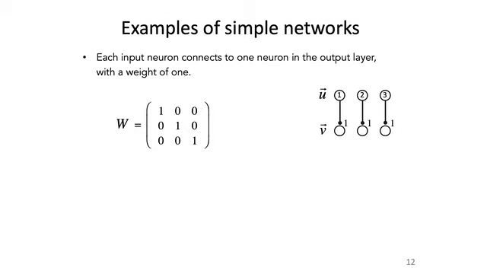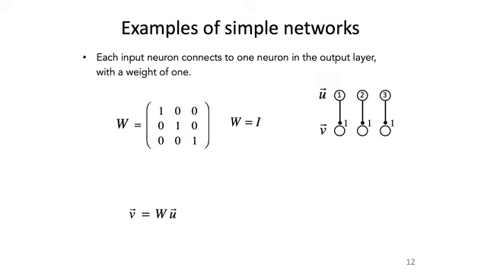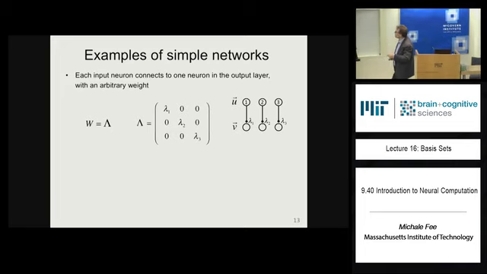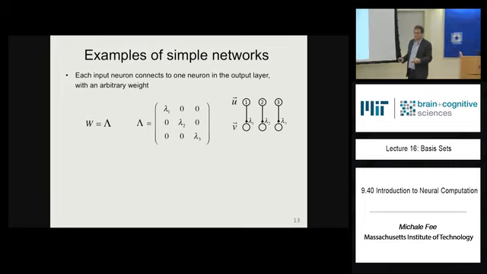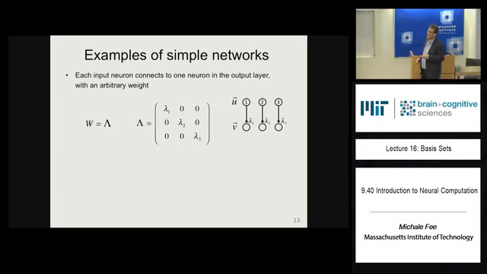Okay, so there's the weight matrix, which is just the identity matrix. The firing rate in the output layer is just the identity matrix times the firing rate of the input layer, and so that's equal to the input firing rate. Okay? All right. Let's take a slightly more complex network, and let's make each one of those weights independent.